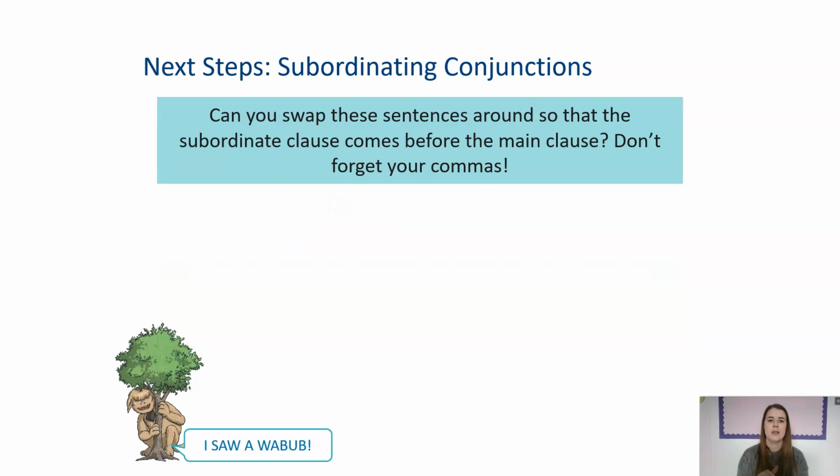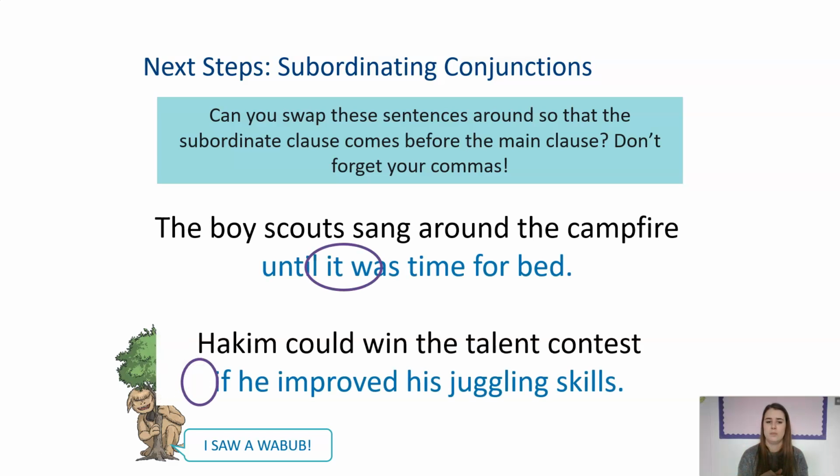Now let's see if you can swap these sentences around so the subordinate clause comes before the main clause. Now, don't forget your commas. So, the Boy Scouts sang around the campfire until it was bedtime, and Hakim could win the talent contest if he improved his juggling skills. Now, ignore the circles. I don't know what happened to my PowerPoint, but it's moved them all. So, let's see if you can say them out loud. You have to write them down.